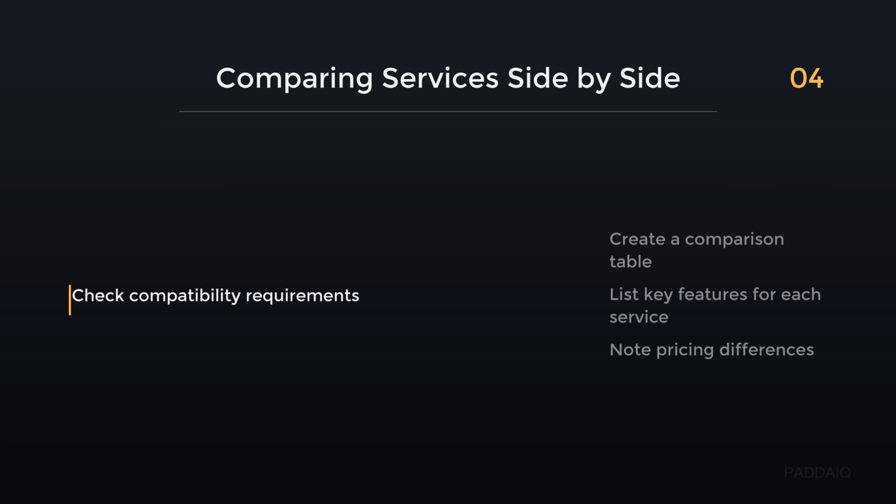Check compatibility requirements. This means verifying that the services you plan to use together will work correctly and are supported in combination. For example, before connecting an SAP Integration Suite service to a specific on-premise system, you must confirm the required adapter and connectivity protocol are available. Always perform this check to avoid integration failures during implementation.